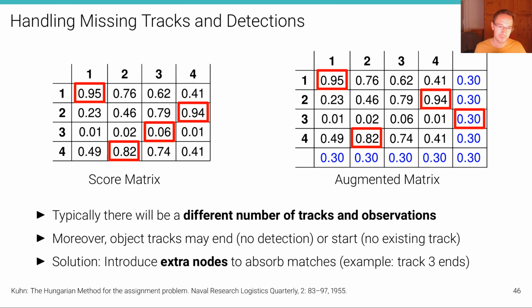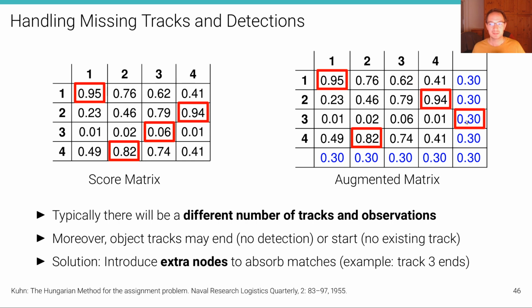Now, this is not what we want, because in this case, it's very likely that object detection 3 is not the detection that corresponds to track 3, but rather track 3 probably has ended, and maybe object detection 3 is starting a new track. So what can we do in this case? There's a simple trick here. The trick is to use exactly the same algorithm as before and the same formulation, but to introduce extra nodes that absorb these matches with a value threshold, in this case 0.3.